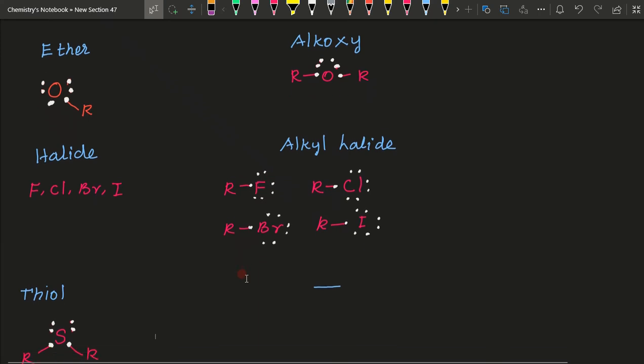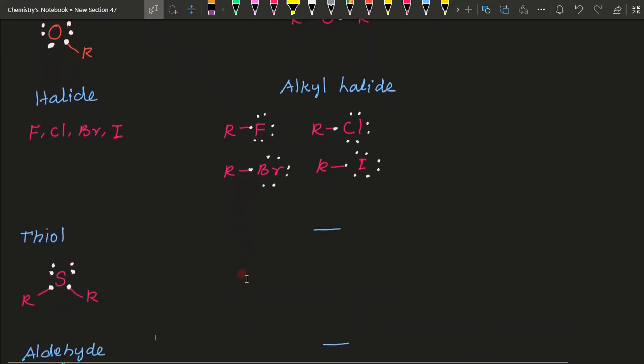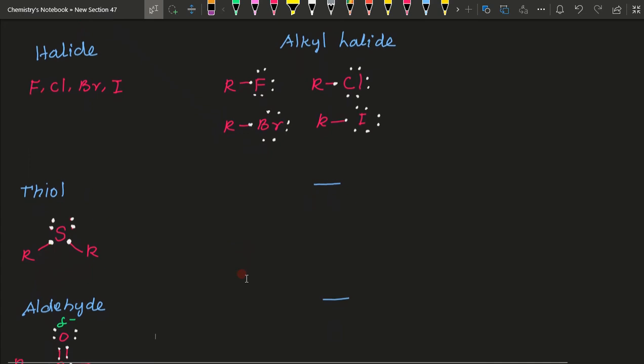Next, thiol. This is the sulfur. Here R is the rest of the molecule. Here also R is the rest of the molecule. Here there is no substituent name.